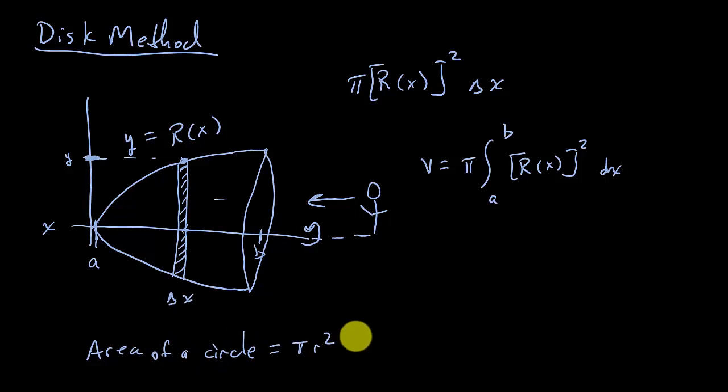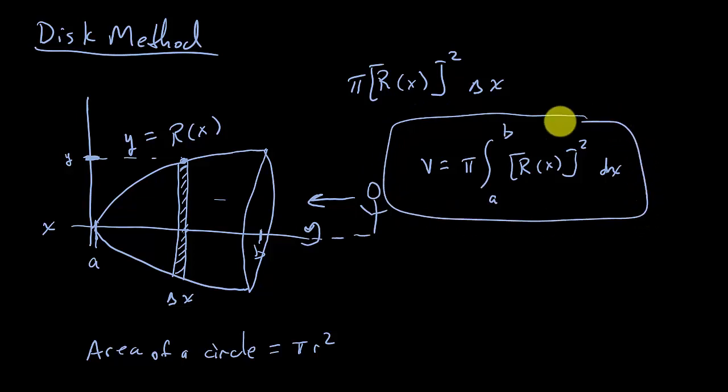Okay, and so that's the area of the circle, and then when we multiply it times the thickness, that gives us the volume of this thing. And then we're going to integrate it from A to B, and that will sum up those volumes there. Okay, so this is your disk method.